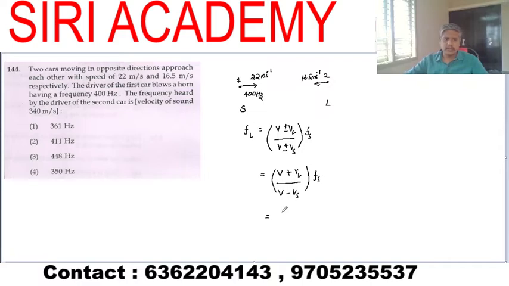So the velocity of sound is already given to be 340, and the velocity of the listener is 16.5, and the velocity of sound, that is V, is again 340, and the velocity of the source is 22, and the frequency of the source is 340. After substituting all these values, we are going to get 448 Hertz. So the option corresponding to this answer is third.